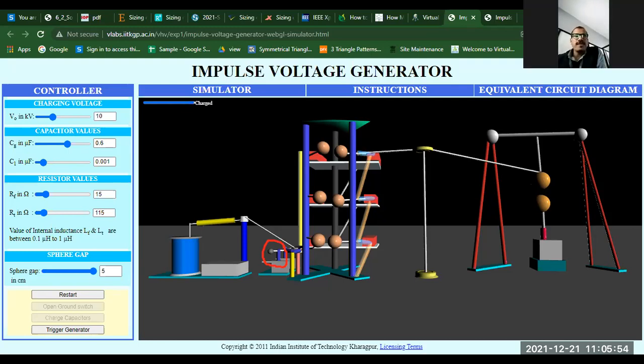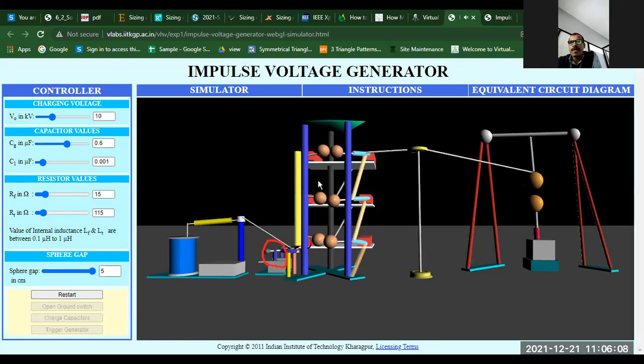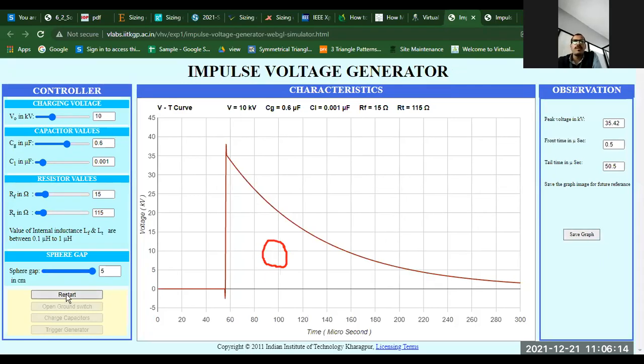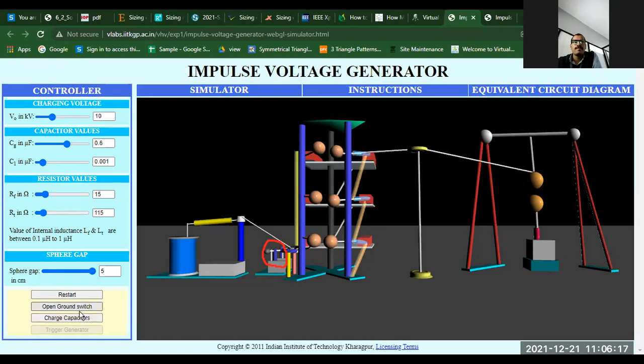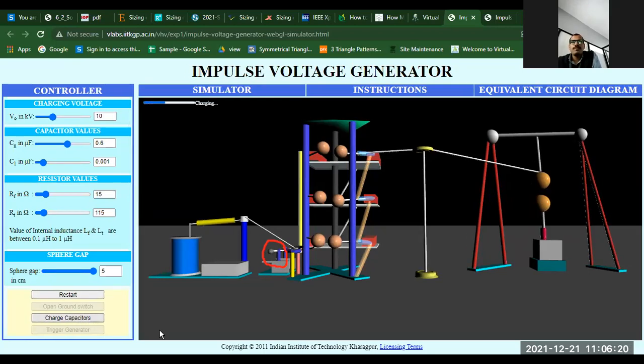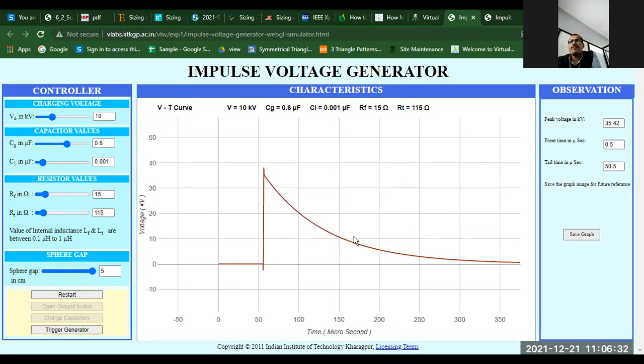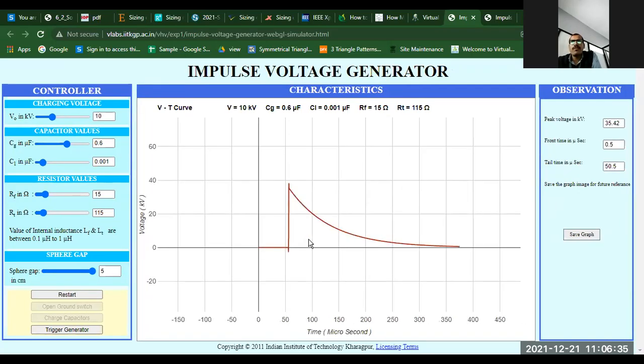Okay, so as we have seen, we have charged the capacitor. Now clicking on the trigger, you can see there is a spark gap. Now there is a 5 centimeter spark gap, and now I click on trigger. See how this is triggering, and you can see the values. Like that we can perform the experiment, and you can see by zooming.